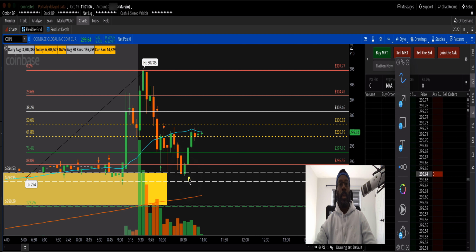There's the top, there's the bottom, drawing the triangle. And look at where it is. It's almost touching the box right there, right? So that's what you want to see.